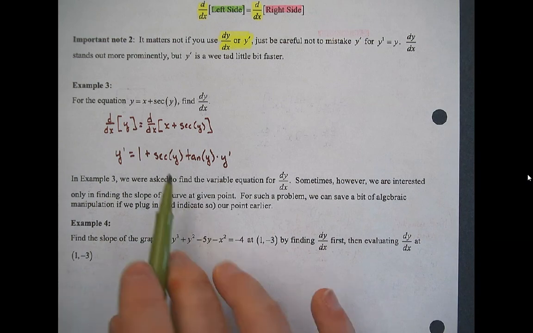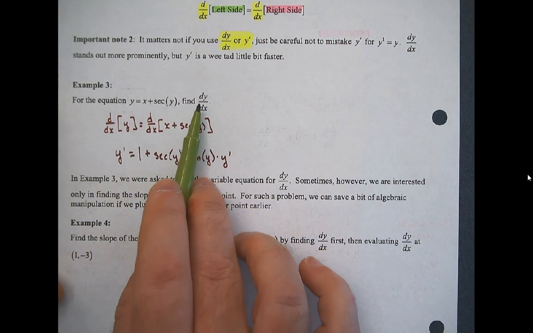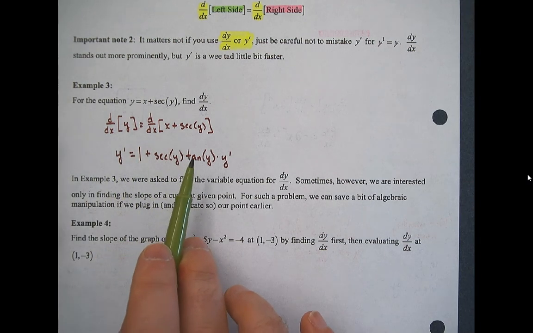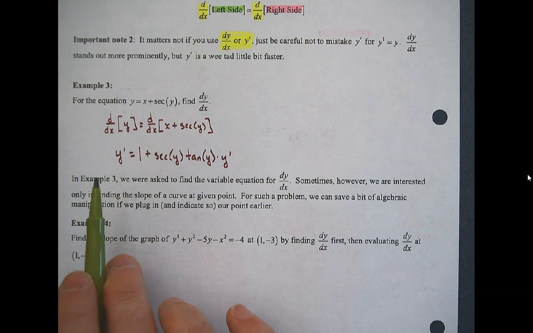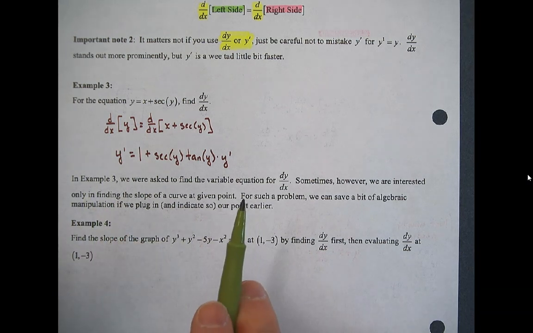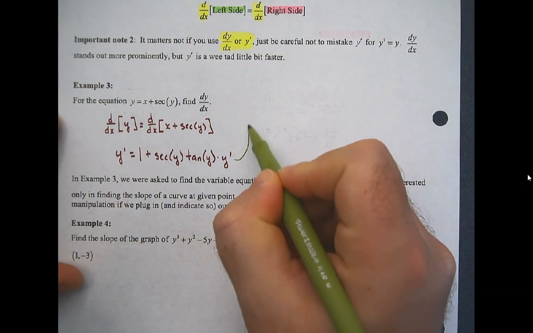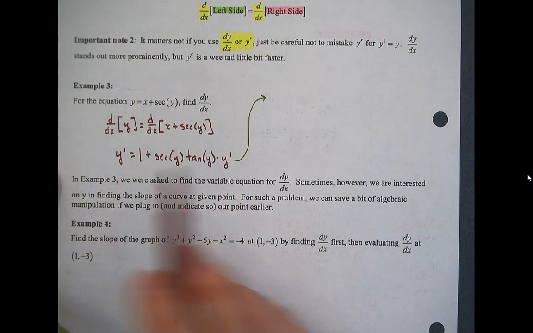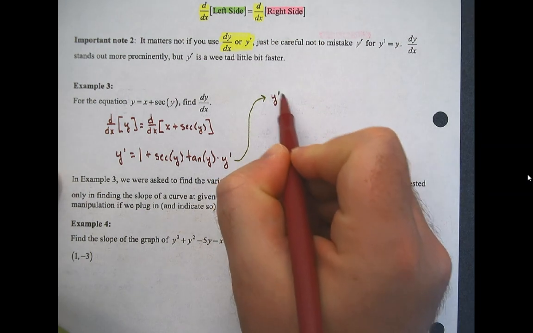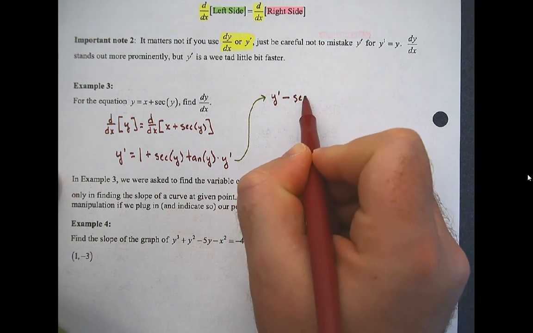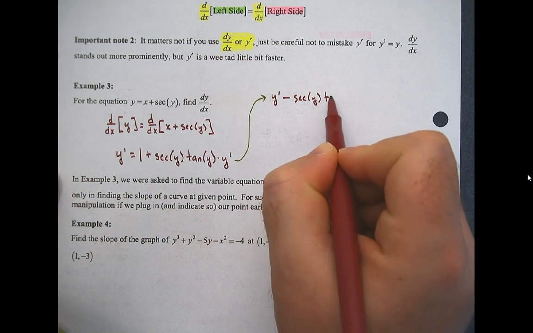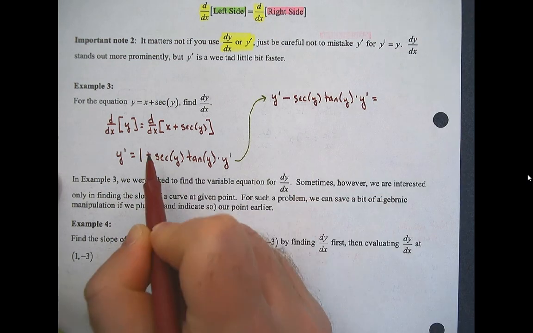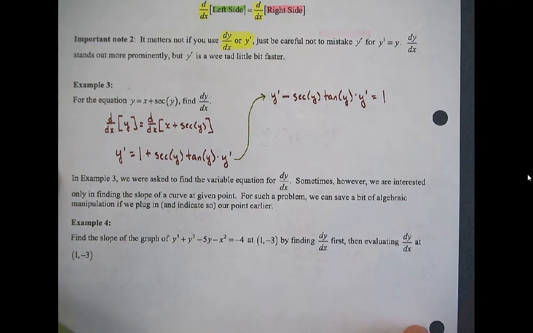Okay, so now we want to find dy/dx, which means we want to get y prime by itself. The way we do this is pretty simple. You get all the y prime stuff to one side, and all the non-y prime stuff to the other side. So I'm going to take this and subtract it over here. I now have y prime subtract secant of y tangent of y times y prime equals, and then there'd only be a 1 left on the other side.